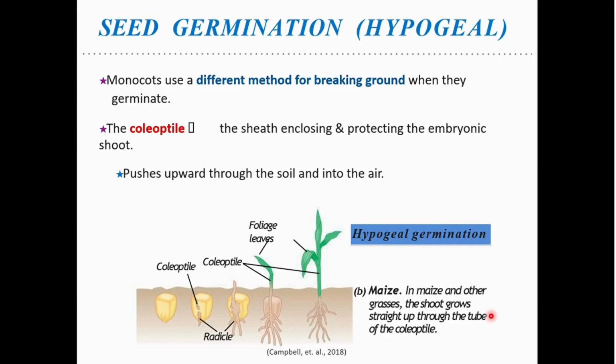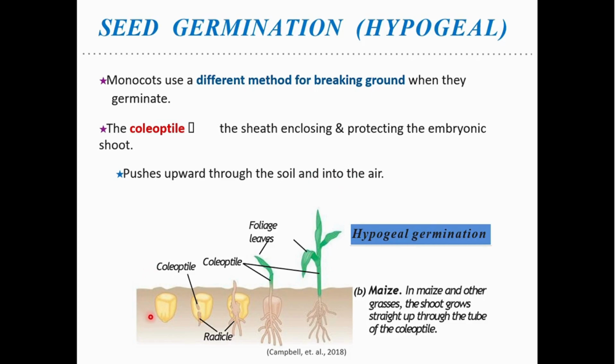So another seed germination is hypogeal. Monocots use a different method for breaking ground when they germinate. The coleoptile, which is the sheath enclosing and protecting the embryonic shoot, pushes upward through the soil and into the air.